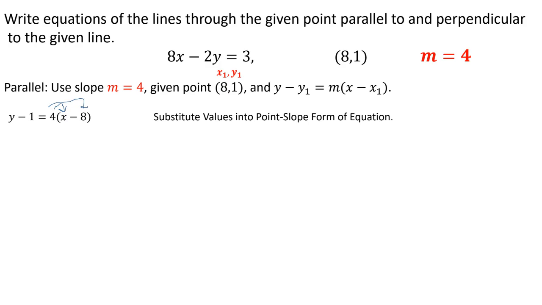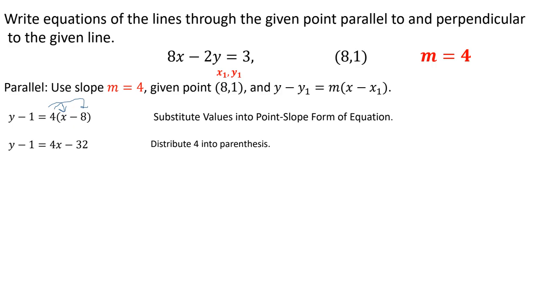So y minus the y1 is a positive 1. My slope is 4. And again, my x is 8. Let me go ahead and distribute the 4. And when I do this, I have y minus 1 is equal to 4x minus 32.